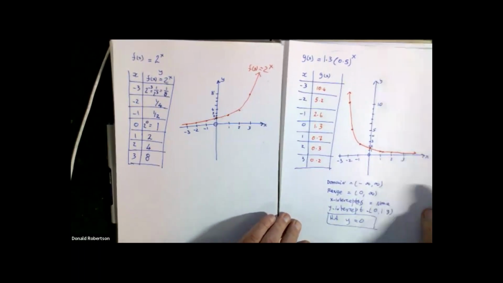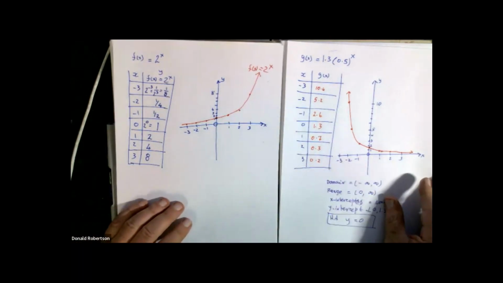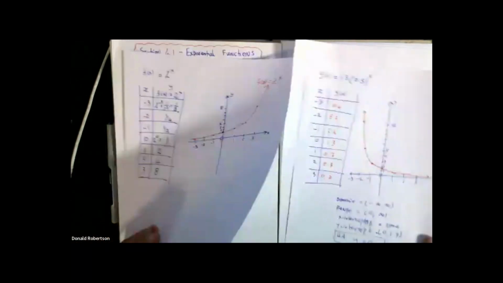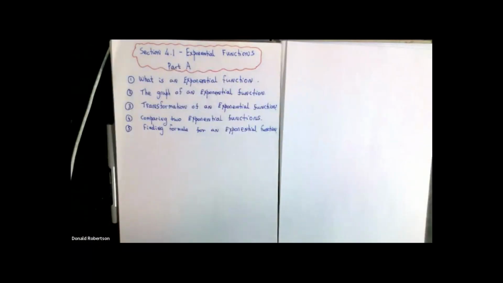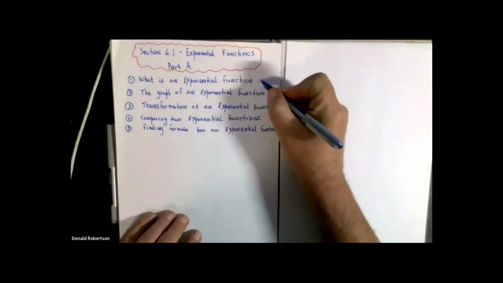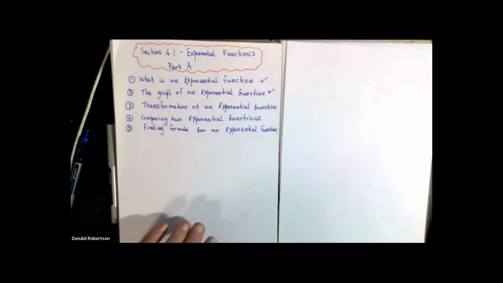And that is how you would do a sketch of an exponential function using a table of values. And so we've essentially covered what is an exponential function and the graph of an exponential function. And at this point, that's where this is going to stop.